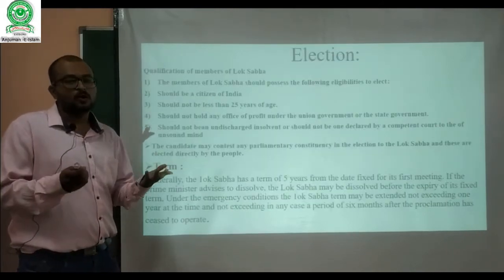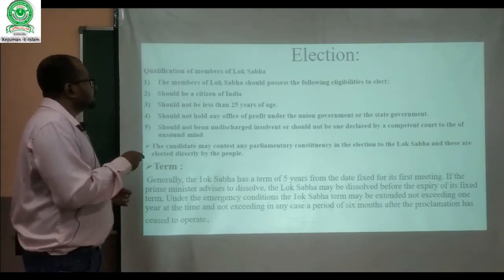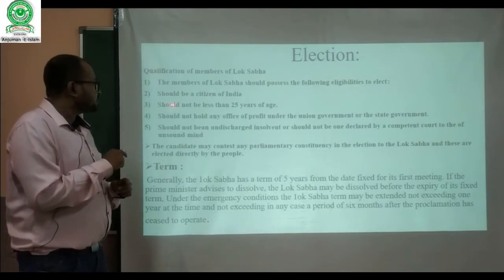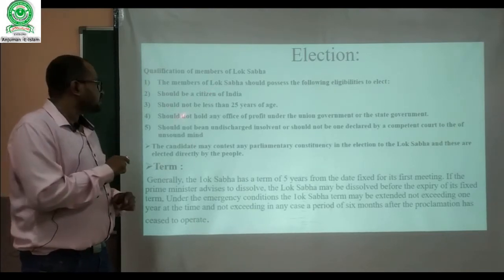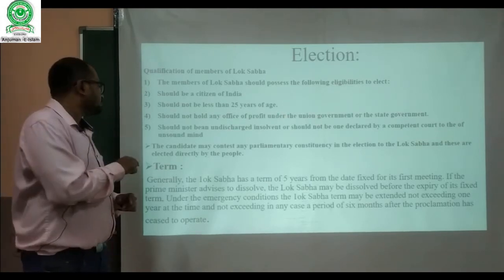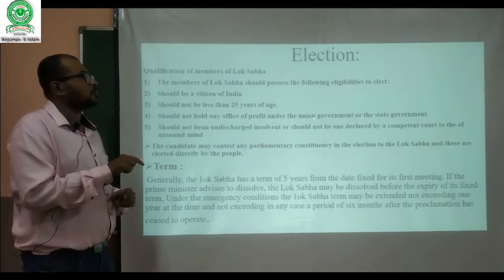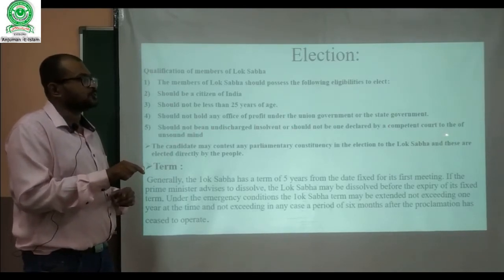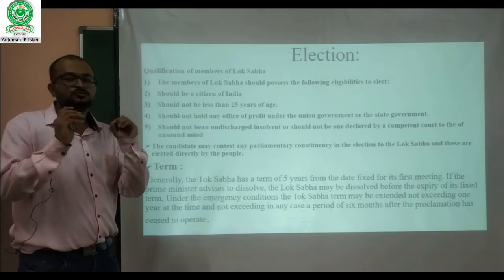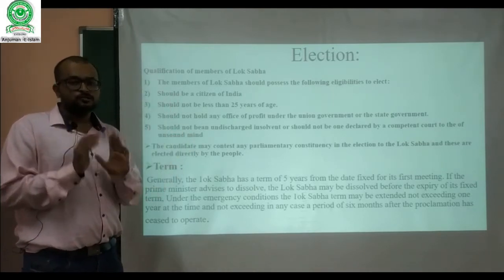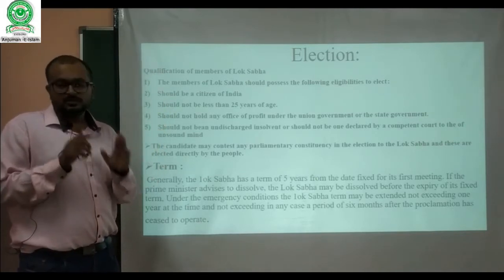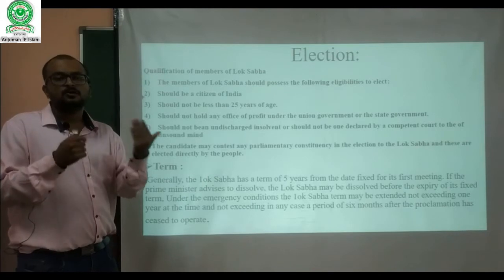What should be the qualification of a member to become a Lok Sabha member? The member of Lok Sabha should meet the following eligibility. First and foremost, he should be a citizen of India. He should not be less than 25 years of age. He should not hold any office of profit under the union or state government, meaning he should not be a government servant. He should not be an undischarged insolvent or declared by a competent court to be of unsound mind. It means he should not have any sort of criminal record, he should not have been punished and jailed, and he should be of sound mind so he can think for the development of the people. So he should not be declared of unsound mind by the court.